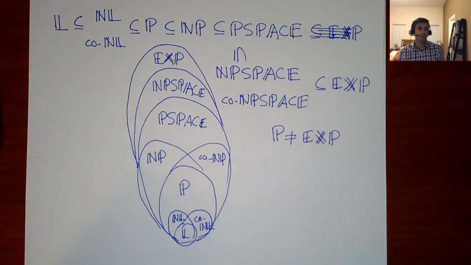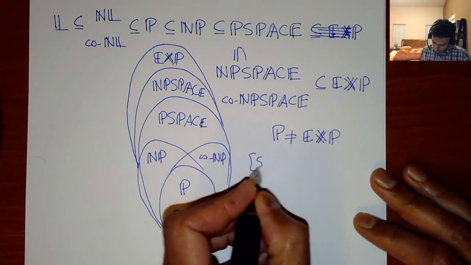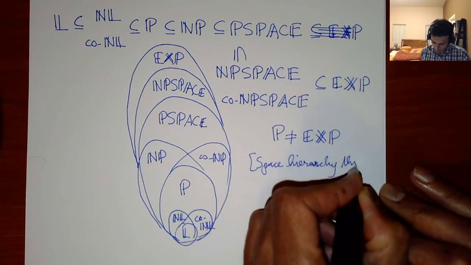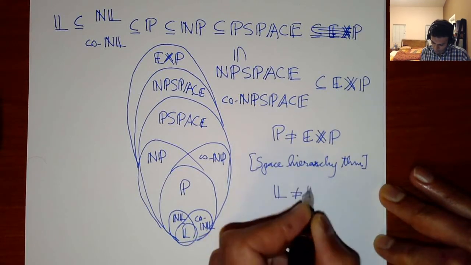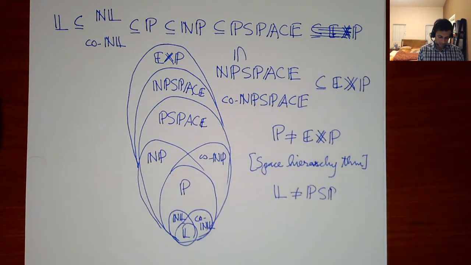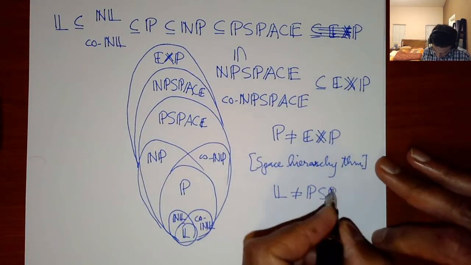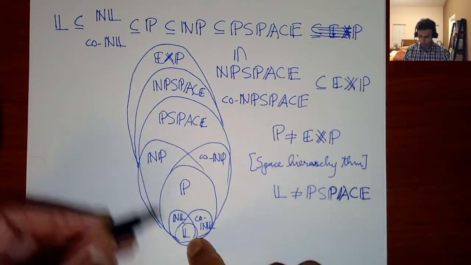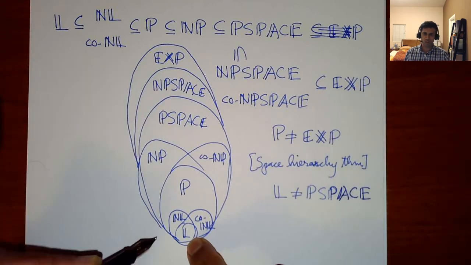Remember, this was the time hierarchy theorem. There's also something called the space hierarchy theorem, which pretty much has the same proof. The space hierarchy theorem says that L is not equal to PSPACE. So what you have is P is not equal to EXP, and L is not equal to PSPACE. So what this says is if you're comparing time complexity classes amongst themselves and space complexity classes amongst themselves, then you have the separation. So L is not PSPACE, but that's a huge gap, L to PSPACE is huge.